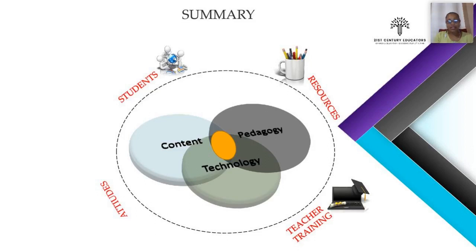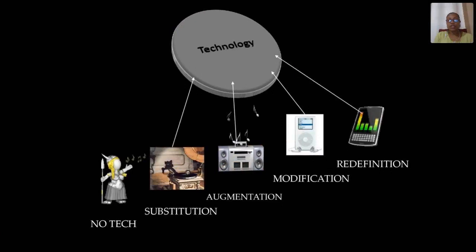So just to summarize, remember, we do not start with the technology. We always start with the content. Then we go to the pedagogy, which is the how we teach, and then we see which technology, which tool is going to help us to achieve our goals, bearing in mind our context. We must bear in mind our context. And then the technology, we then look to see, are we using it in a substitution?